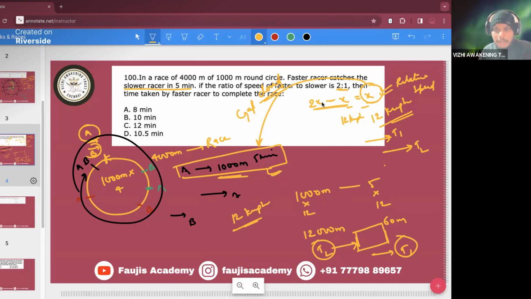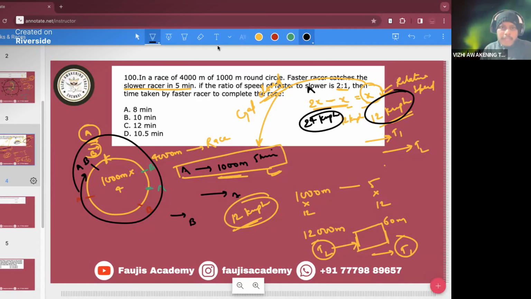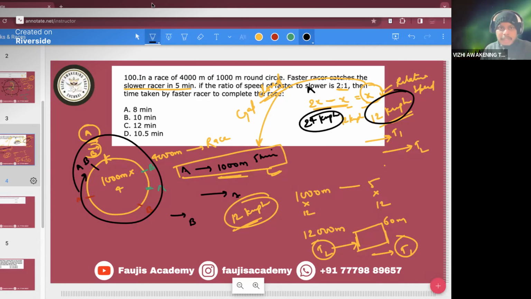So from here we found that this x is your relative speed, and he was covering at the rate of 1,000 meters in 5 minutes, that means 12 kmph. So x is your relative speed over here, 12 kmph, and A, the faster runner, his speed will be 24 kmph. Guys, anybody who did not understand, please tell yes or no.